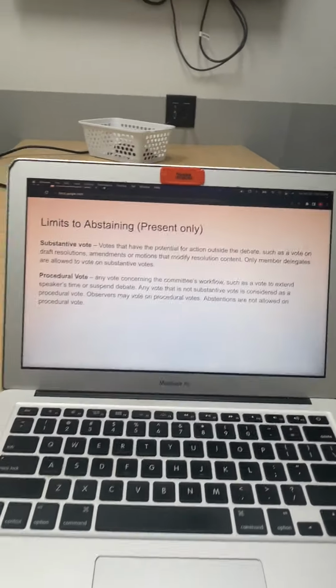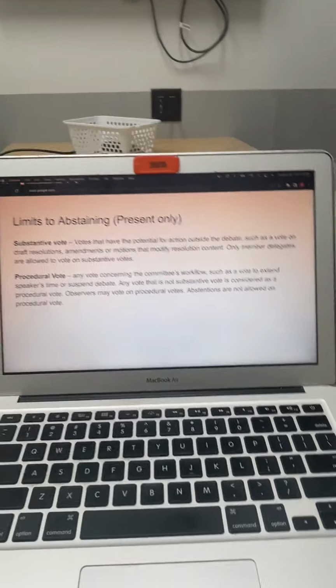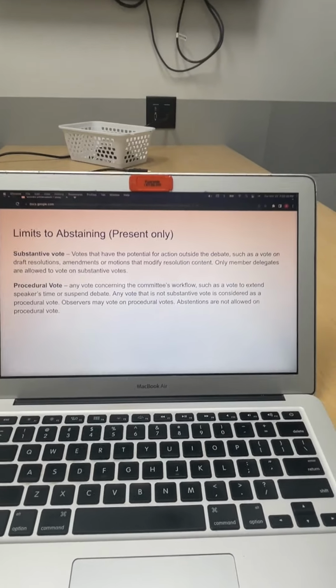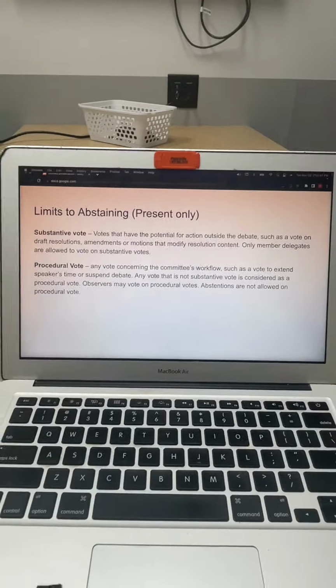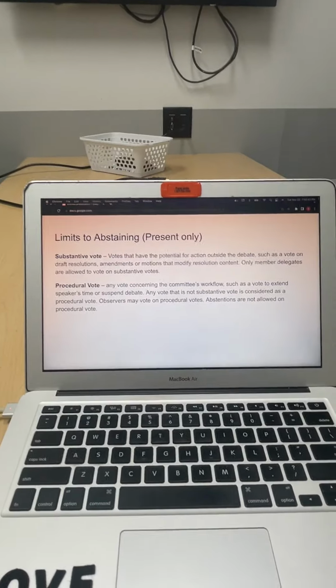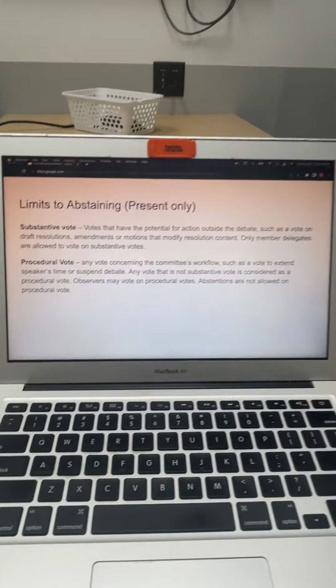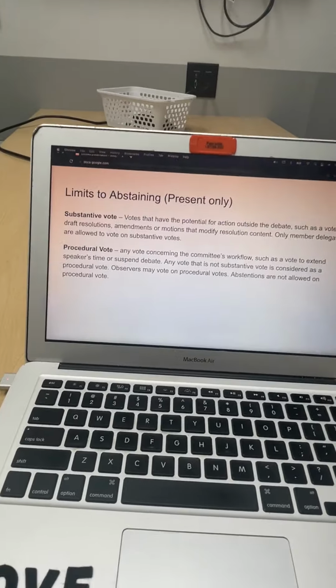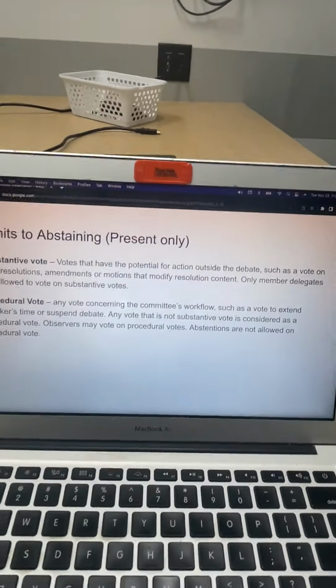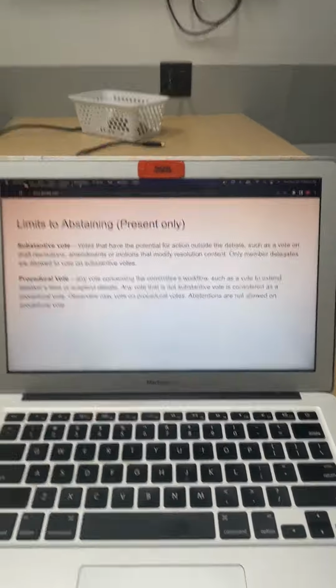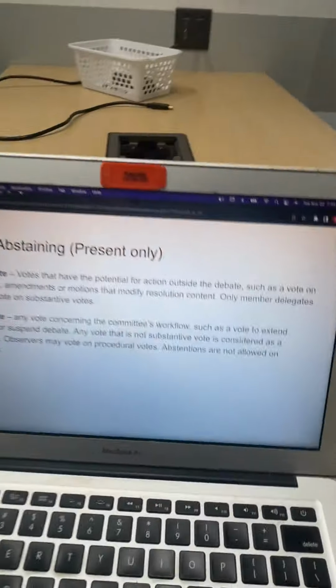Say you need to extend speakers' times or suspend debate, it's a quick and fast process, and you just need to vote right away and let the chair know that, hey, we need to get this done, we need to extend more time for this. And so any vote that's not a substantial vote is considered a procedural vote.